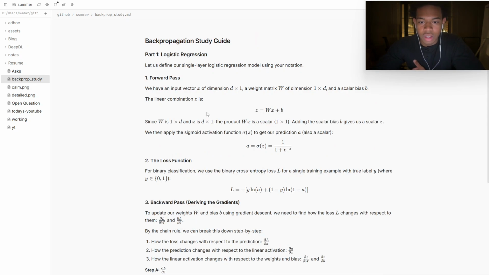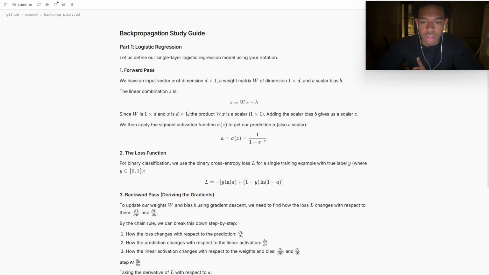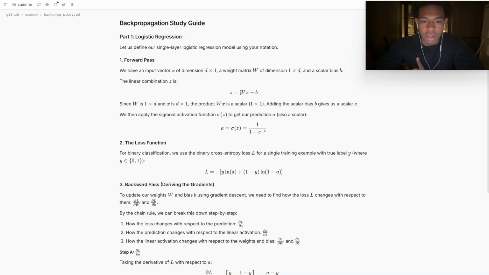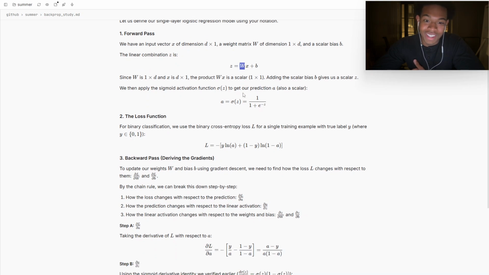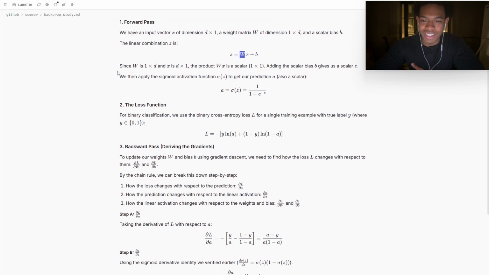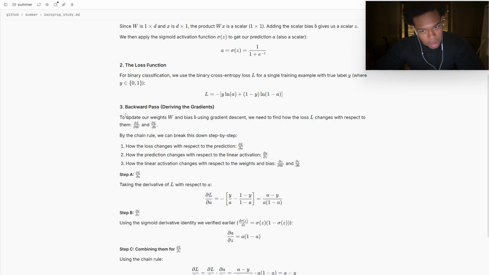Okay, perfect. The linear combination is Z, but okay, we're calling it whatever. It's a one-dimensional matrix. Since W is one by, the product is a scalar, so adding the bias gives us a scalar Z. Perfect. Then we apply the sigmoid activation to get our prediction Y, or A, also a scalar, and A will range from 0 to 1. For binary classification, we use binary cross entropy loss L, for a single training example with true label Y, where Y is 0 or 1. Cool.